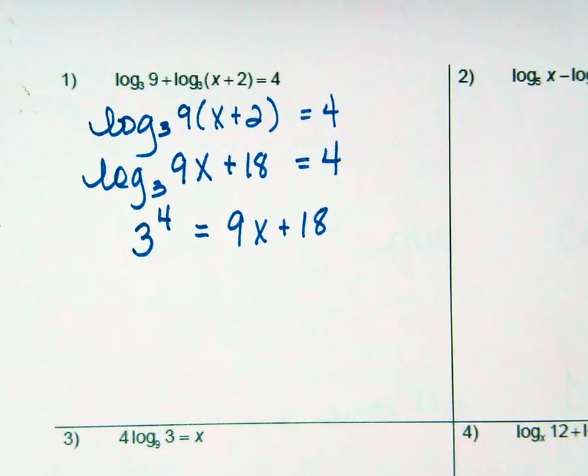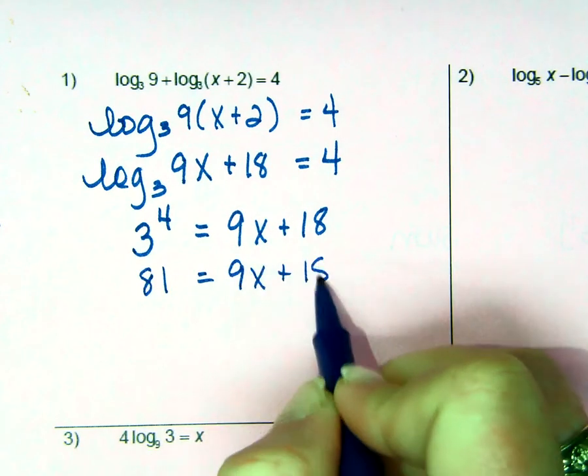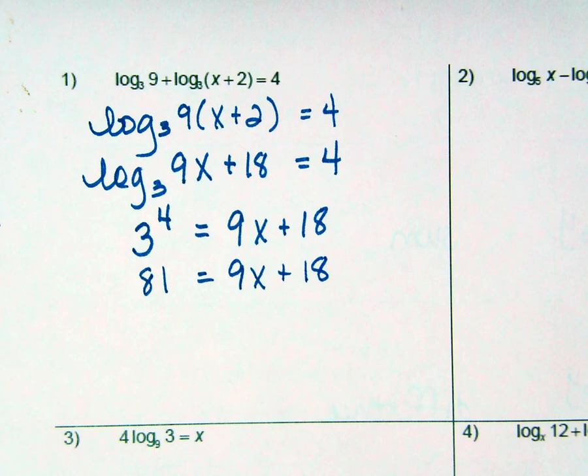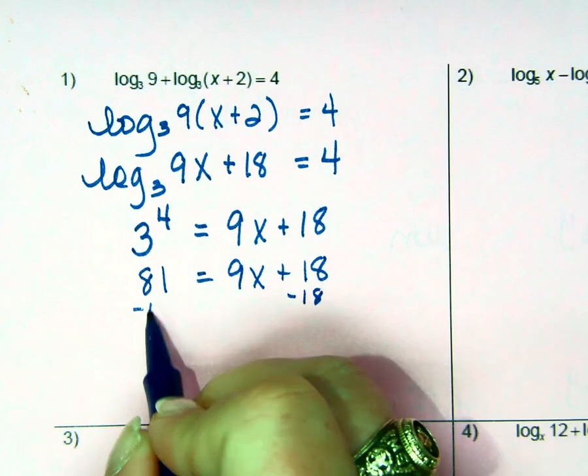What is 3 to the 4th? 81. 81 equals 9x plus 18. What do you do now? Subtract 18.